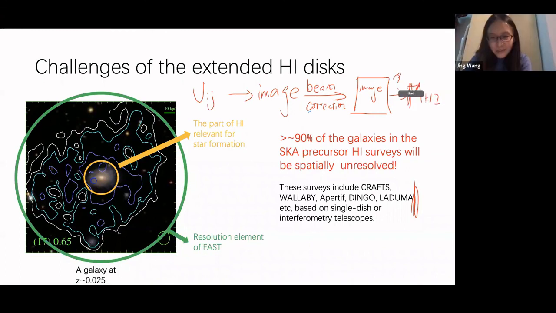When we get the image, basically we get the 21 centimeter luminosities. Before this, what we obtain is actually a data cube, right? The data cube is many channels of images. Each channel represents a velocity slice, or in other words, a frequency slice.